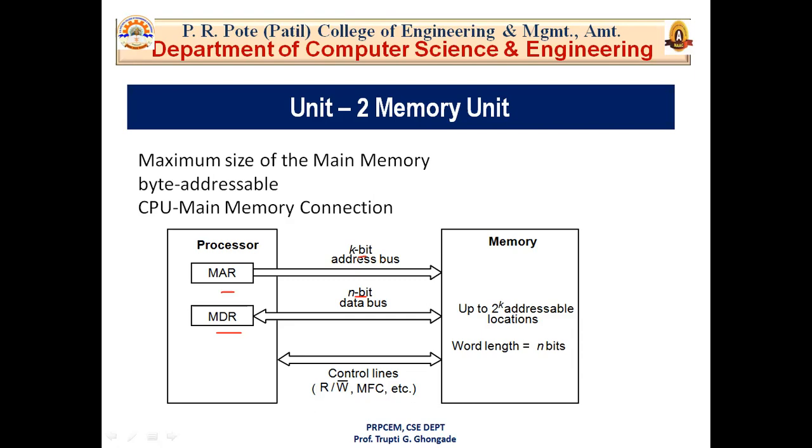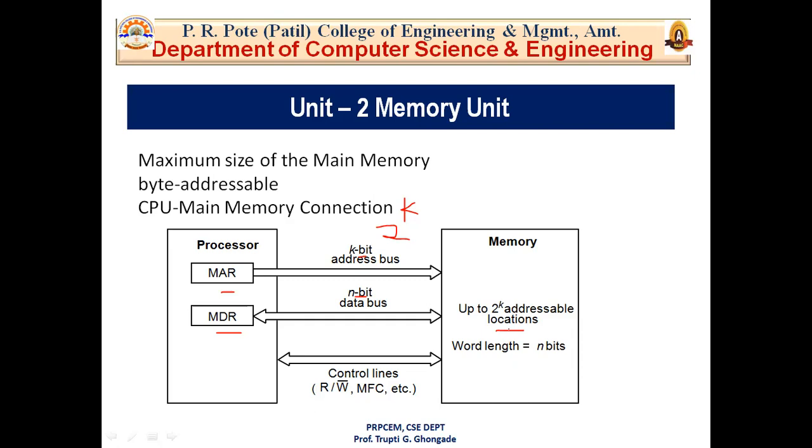So let's say as an example your address bus is k bit and your data bus is n bit long. Then the memory unit may contain up to 2 to the power k addressable locations. If your address bus is k bit long, how many memory locations will it access? It will access 2 to the power k. As we discussed earlier, if your system is 32 bit, then there are 2 to the power 32 memory locations.